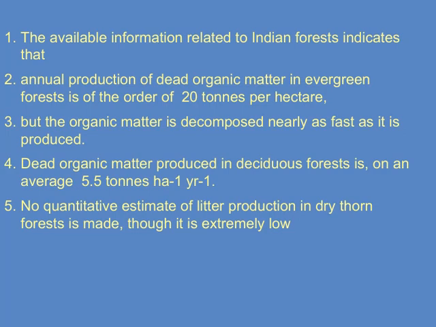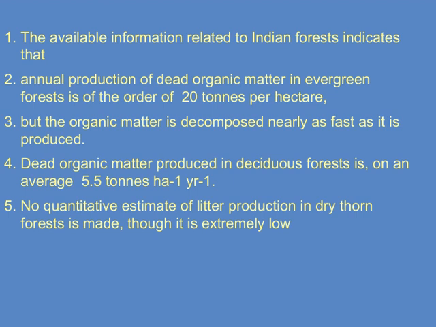When we look at Indian forests, the available data gives us some interesting insights into the production and decomposition of dead organic matter. In evergreen forests, for example, the annual production of dead organic matter is about 20 tons per hectare. But what's really fascinating is that this organic matter doesn't accumulate much because it's decomposed nearly as quickly as it's produced. This rapid decomposition process helps maintain a balance in these ecosystems, preventing excessive buildup of litter.